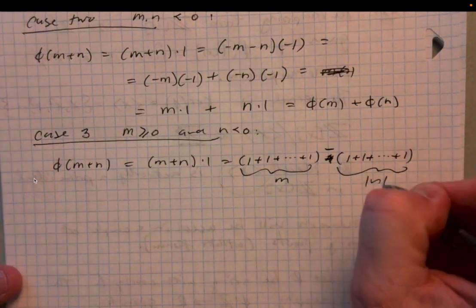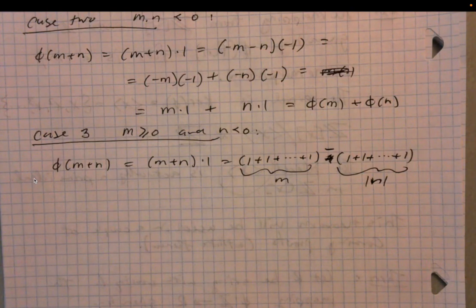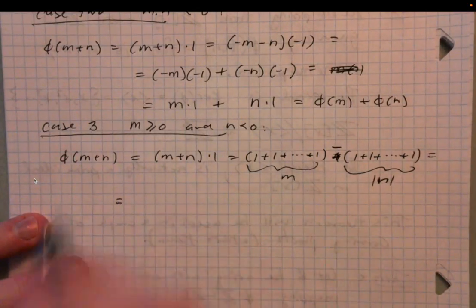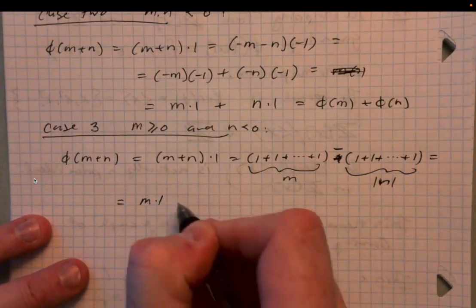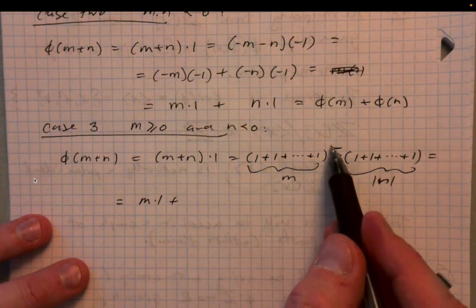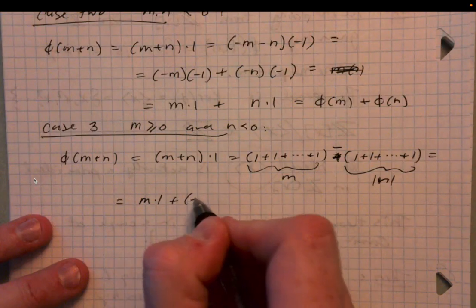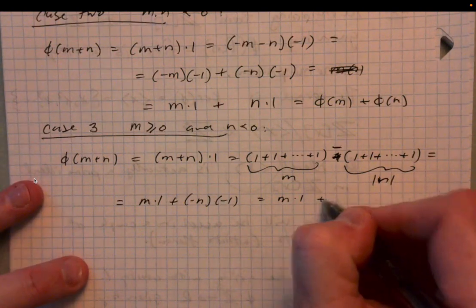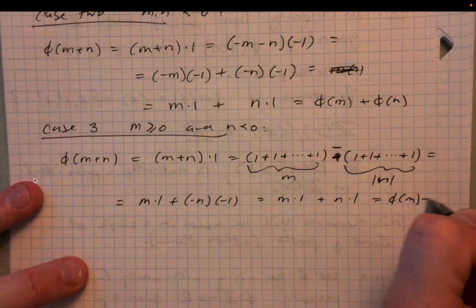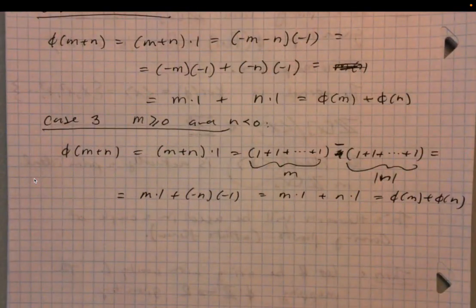And how many of these? Well, there's absolute value of n. N is a negative number, remember, so I have to say absolute value of n. And then the m times 1 here, and over here you've got negative n times negative 1. And so this is just m times 1 plus n times 1, which is phi of m plus phi of n. And so all three cases work. The addition is preserved for all three cases in this general homomorphism.